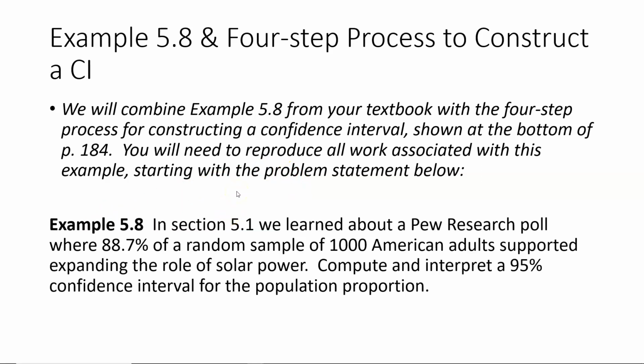So here's the problem statement. In section 5.1, we learned about a Pew Research poll where 88.7% of a random sample of 1,000 American adults supported expanding the role of solar power. Compute and interpret a 95% confidence interval for the population proportion.